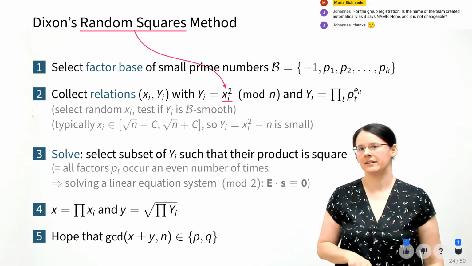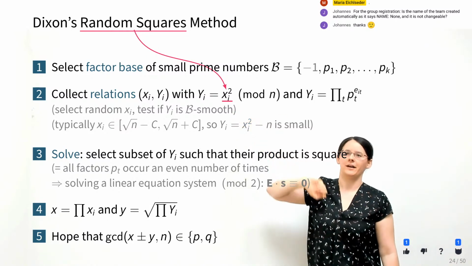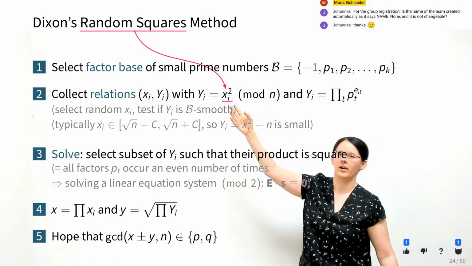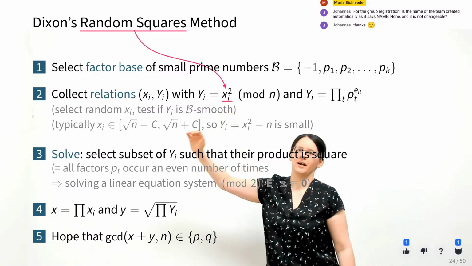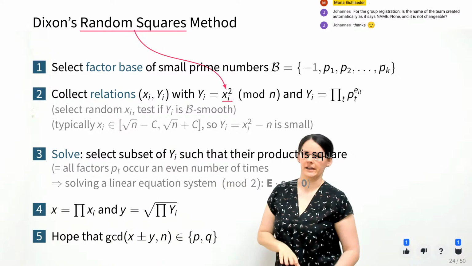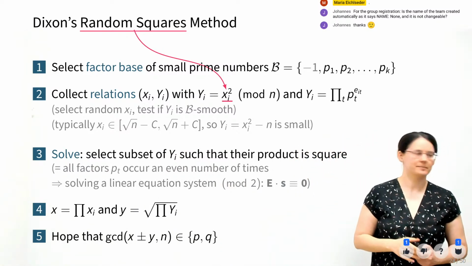So the name of the algorithm also refers to this way of choosing my x's. In the original version I choose random x's; in the more clever version I choose x's in this interval here. So that's the random squares method. Let's have a look at an example.